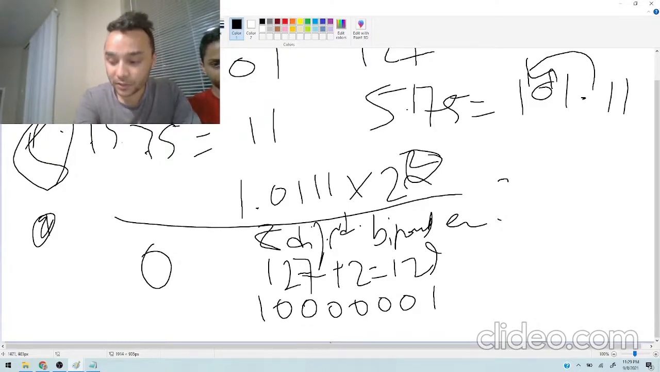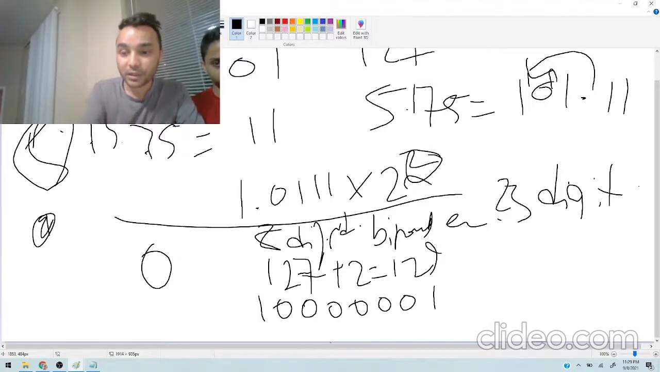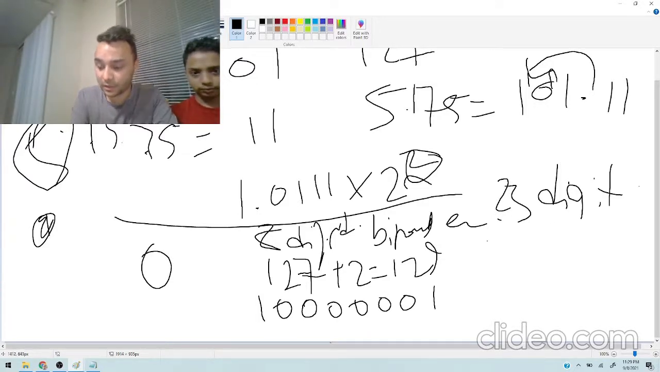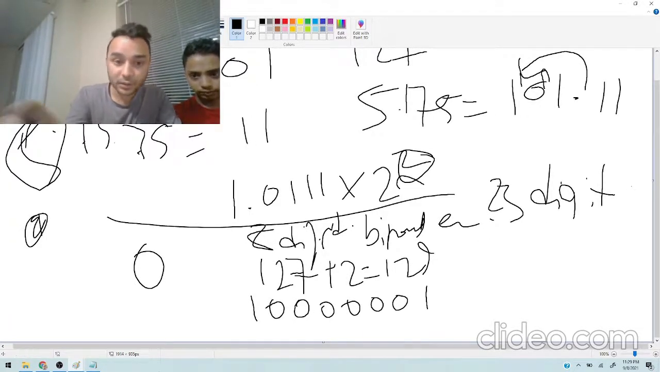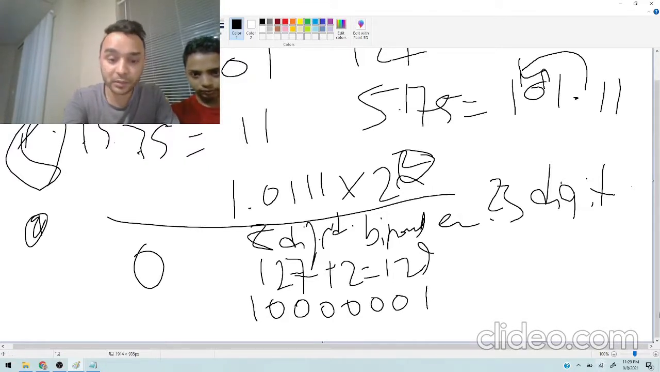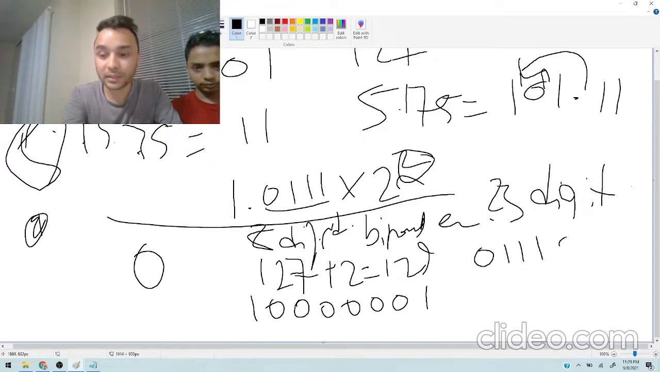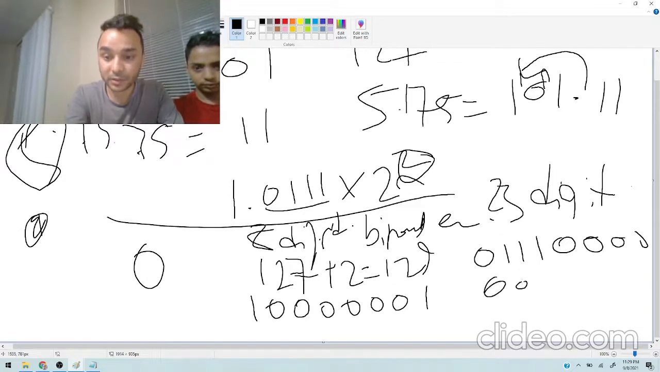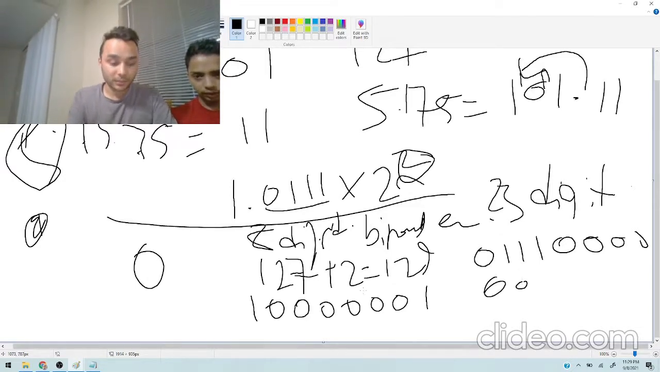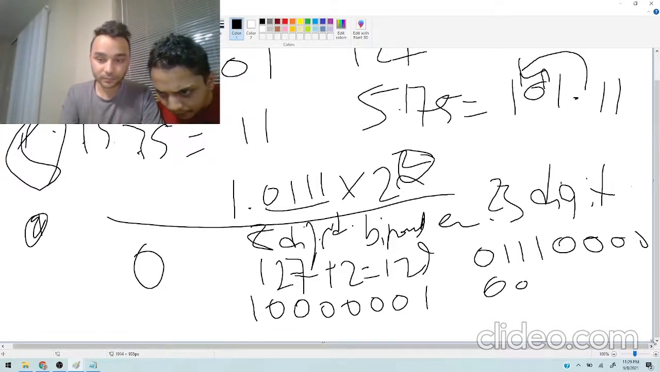After this, we find the 23 fraction bits. The 23 fraction bits start with 0111 and then zeros. I don't have a place to write here, but it is going to be 23 digits. So the final number is going to be. Let's probably make this a little bit bigger.